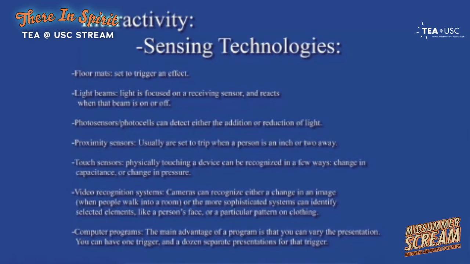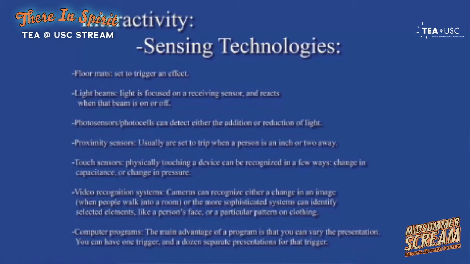Photosensors and photocells can detect either the addition or reduction of light. It's similar to light beams, but in this variation, the audience themselves can reflect or generate the light for a receptor. If your audience, say, carries a flashlight, when they aim it at a certain thing, it can trigger an illusion. Proximity sensors are usually set to trip when a person is an inch or two away from some device. Touch sensors, physically touching a device, can be recognized in a few ways: a change in capacitance or a change in pressure.